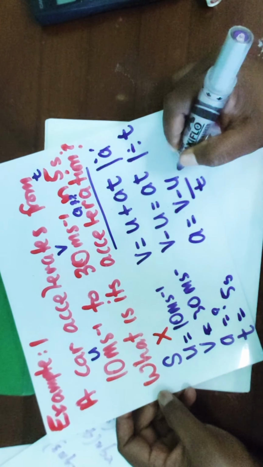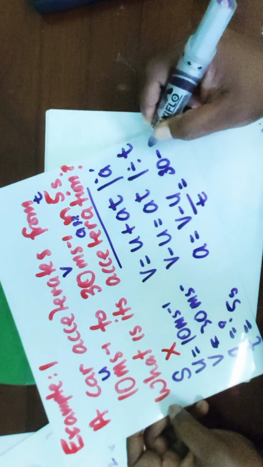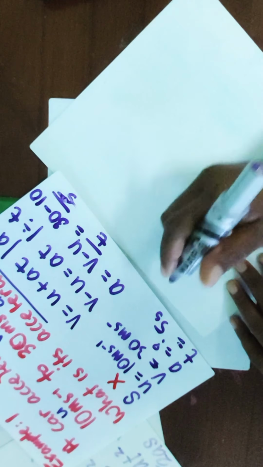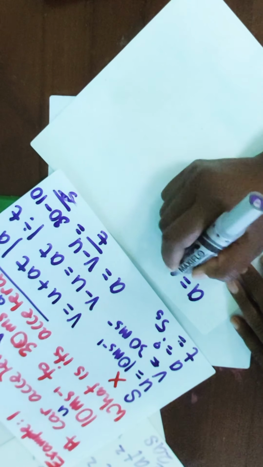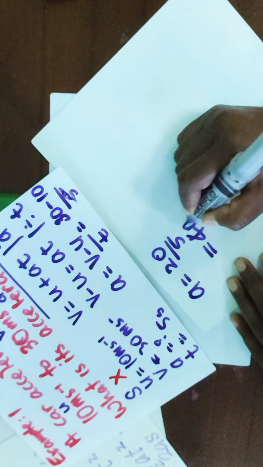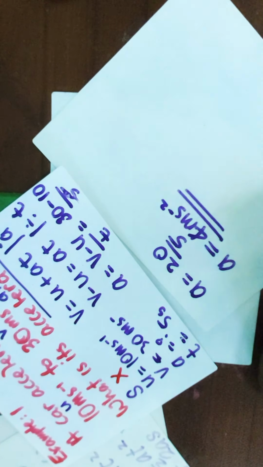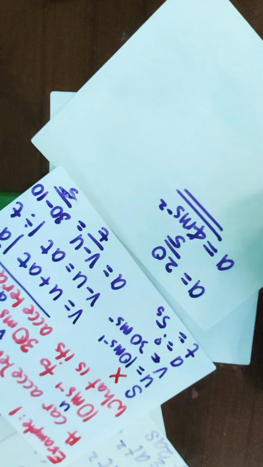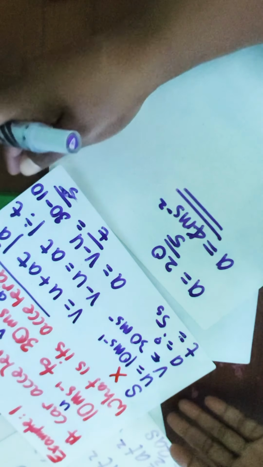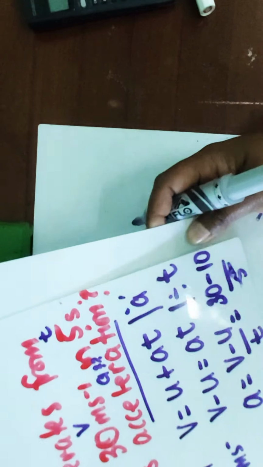Now you can substitute your values in there. So it becomes 30 minus 10 divided by 5. What is 30 minus 10 divided by 5? A equals 20 divided by 5, and that equals 4 meters per second squared. So that's your answer. That's how we use the Suvat equation. So that's example number 1. Let's have a look at the next question.